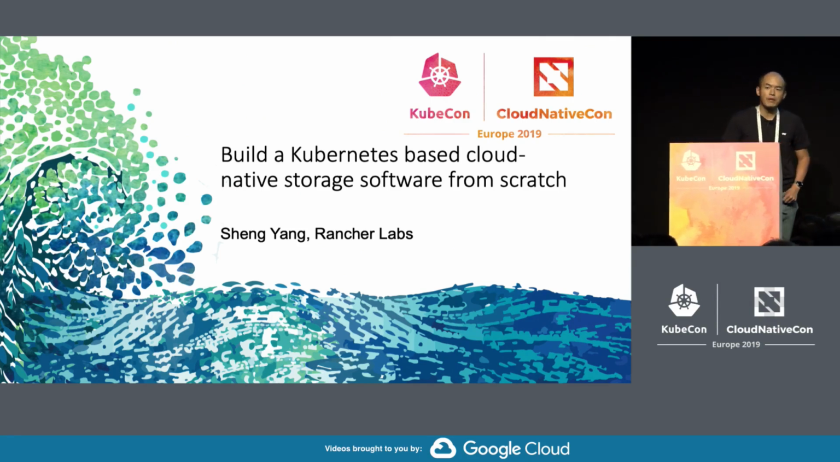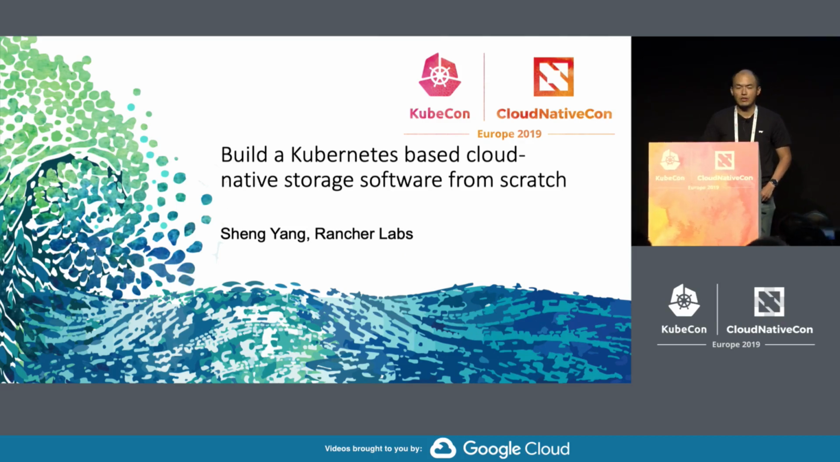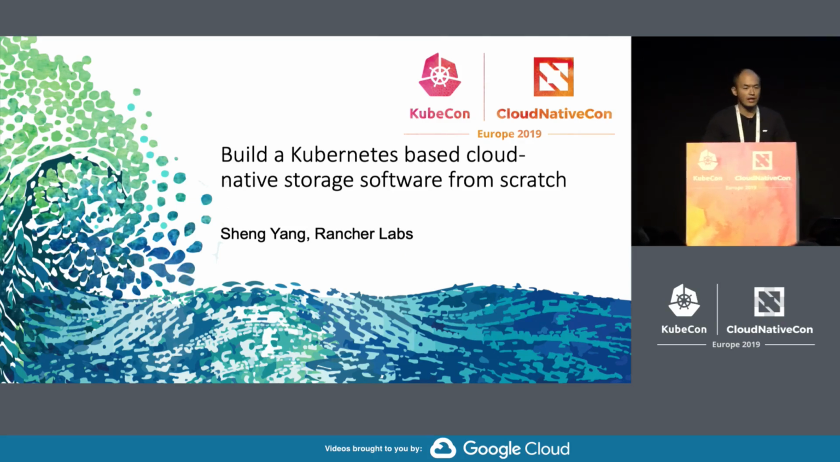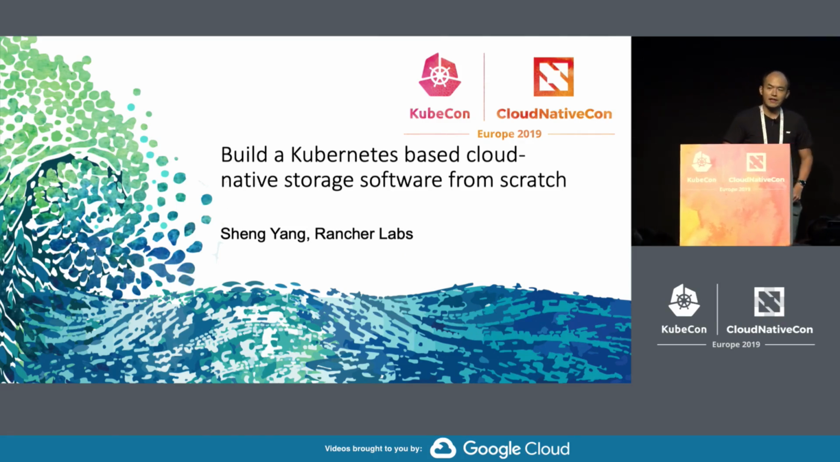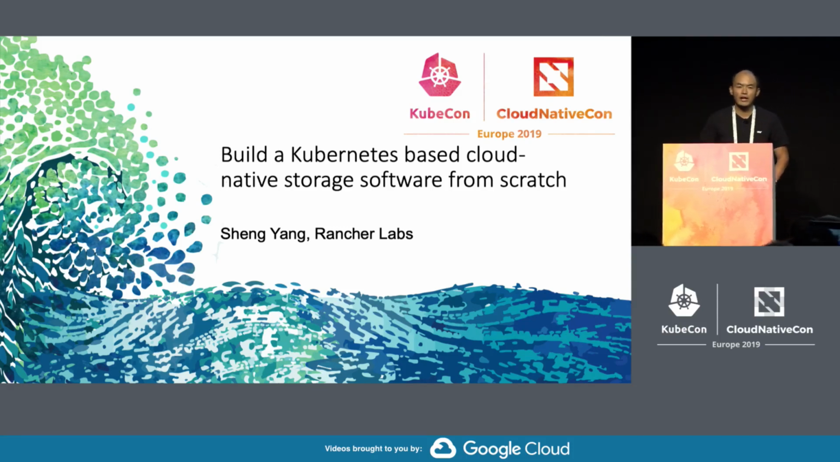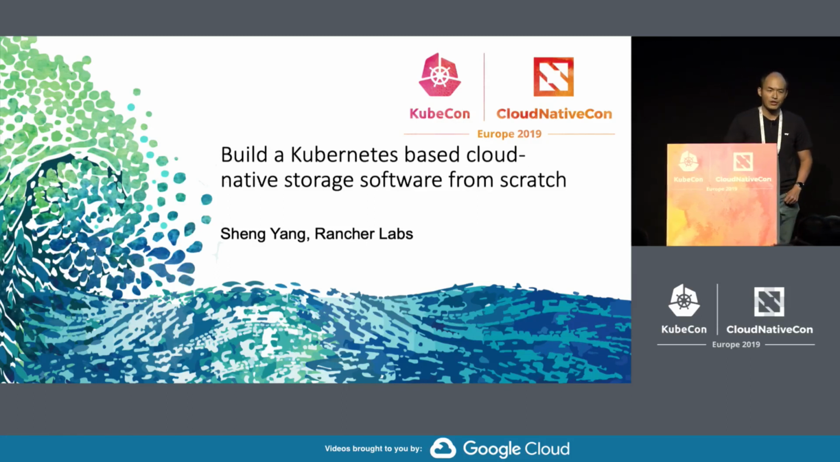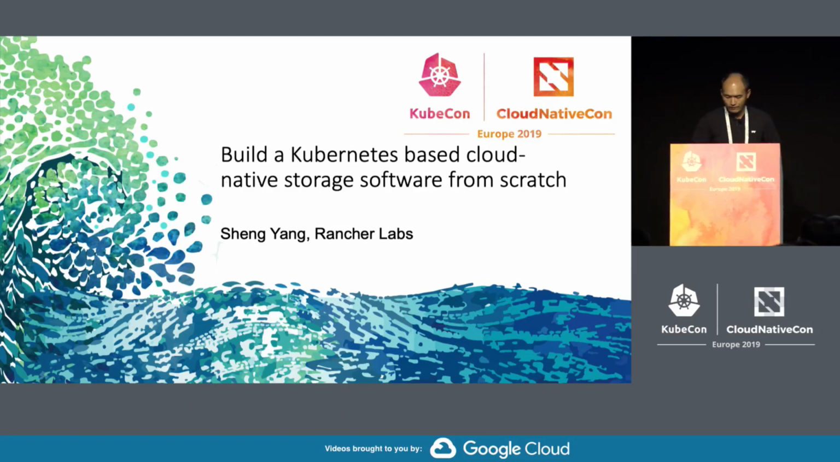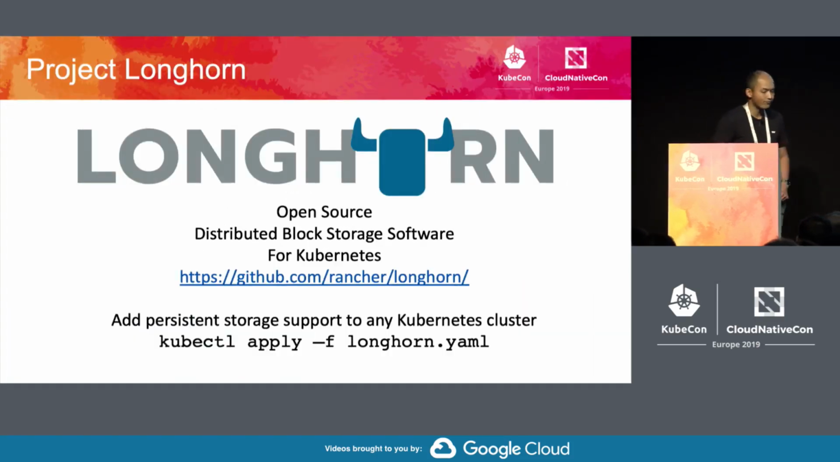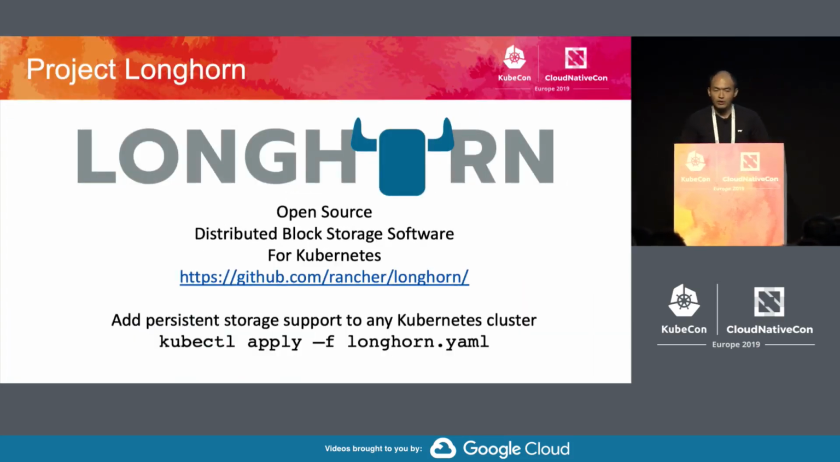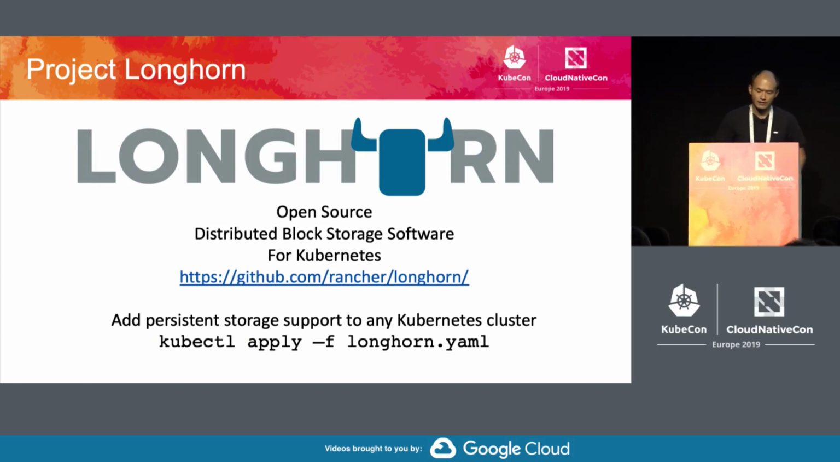Many of you may have heard about Rancher Labs because of Rancher or K3S recently, but there's another project we have been working on for the last 4.5 years, since the starting of the Rancher company. That is Project Longhorn. Longhorn is an open source distributed block storage software for Kubernetes. You can find more information about Longhorn in the GitHub links now.